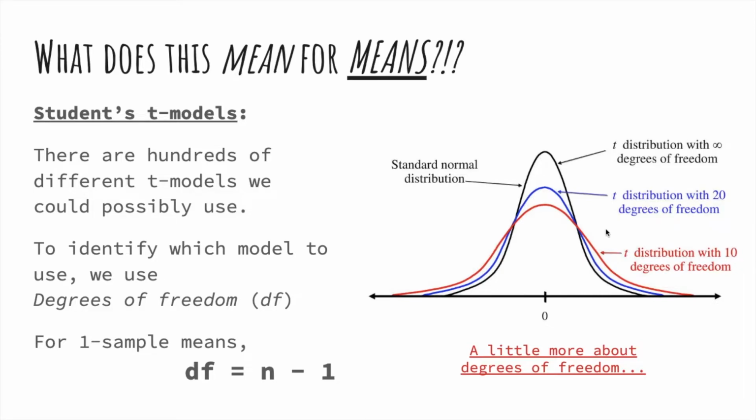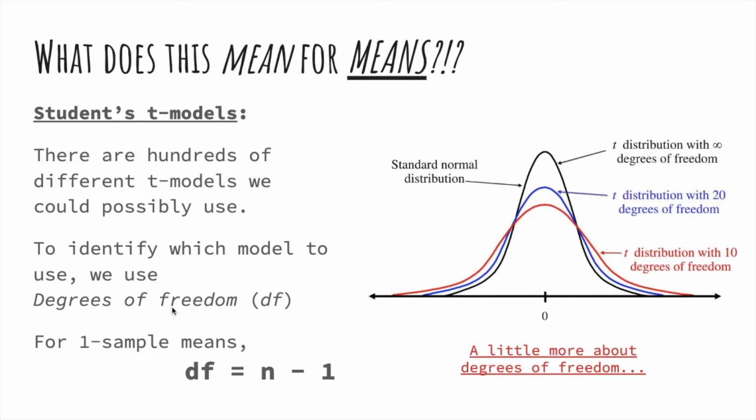A t-distribution with 10 degrees of freedom is even shorter in the middle and even taller and more spread out, with more area along the sides. Degrees of freedom is actually how we identify which t-distribution we're going to use. It's based on sample size and sometimes a couple other things.